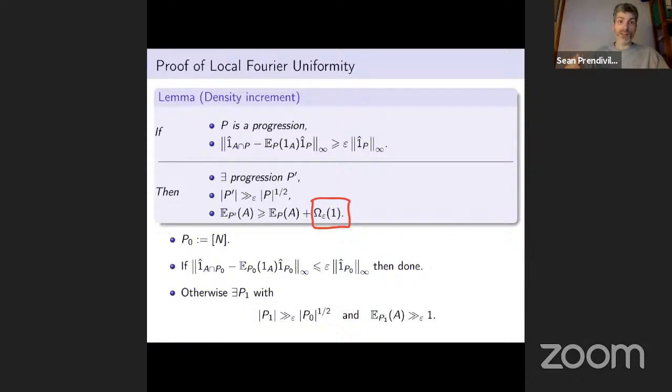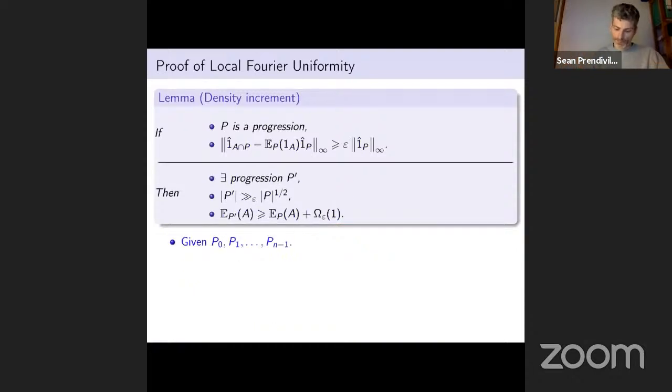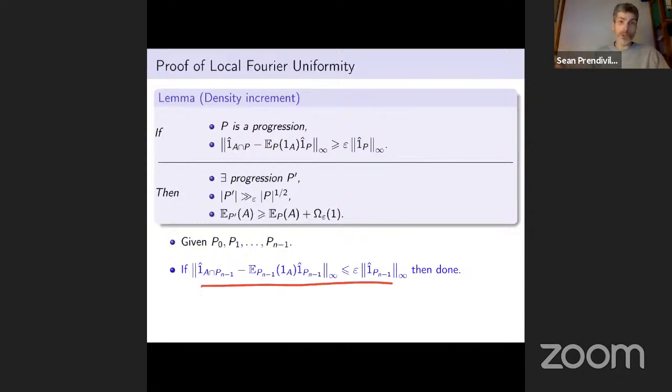So that was just iterating once. Now let's iterate again and again and again. We end up with n progressions. And we ask ourselves the question, do we have the local Fourier uniformity we're looking for? That's this assertion. And if we do, we're done. We've got our local Fourier uniformity lemma.